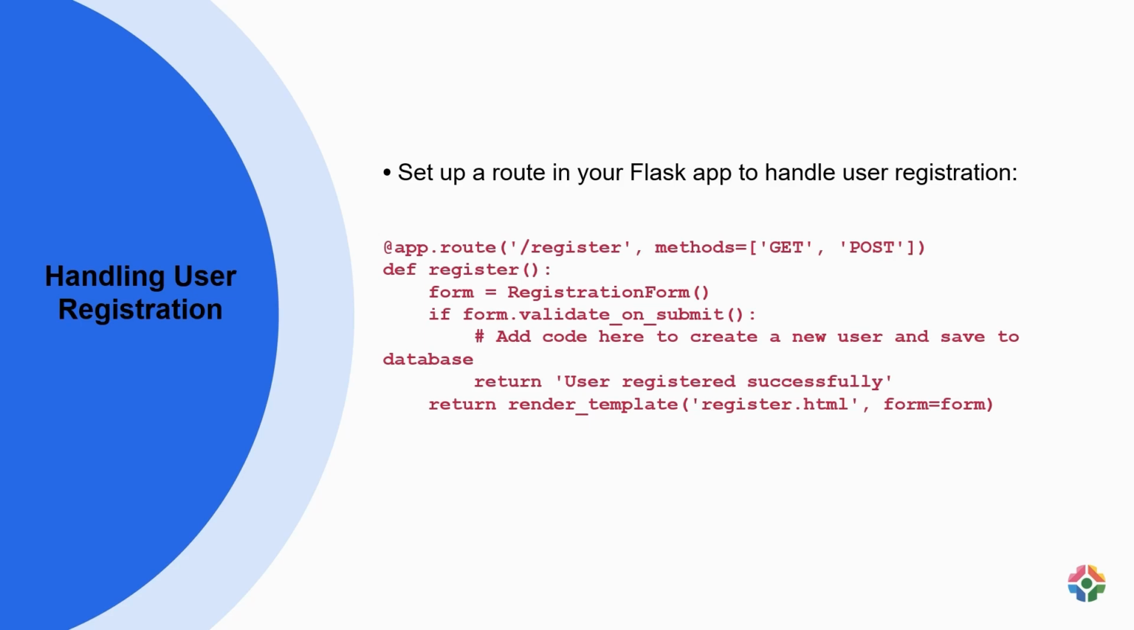If the form is not valid or is being loaded for the first time, render the registration form template register.html along with the form. For instance, when a user navigates to the /register URL to sign up on a website, a registration form will be displayed. Upon submission with valid details, the user will be added to the database, confirming successful registration. Otherwise, the same registration form will be shown until the user provides accurate information and successfully registers.